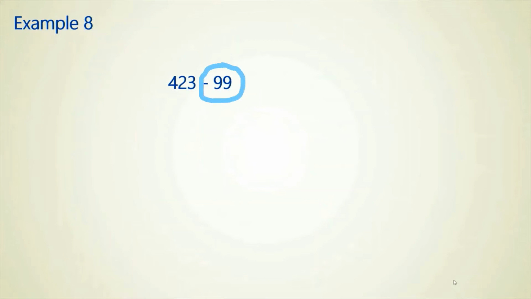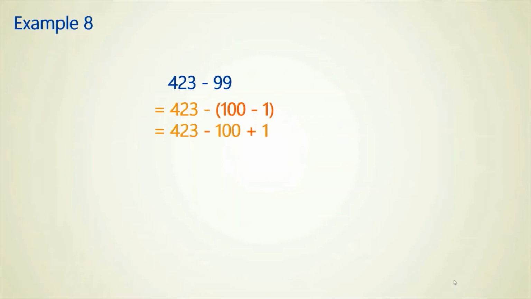In this example, instead of 423 plus 99, we're going to look at minus 99 instead. So we again create a group of 100 minus 1 and replace 99 with it. So the expression looks like this. We proceed to remove the parentheses. Since it's a minus sign in front of the parentheses, 100 becomes minus 100, and minus 1 becomes plus 1 after the parentheses are dropped. So we have 423 minus 100 plus 1. So this gives 323 plus 1, which the answer is 324.